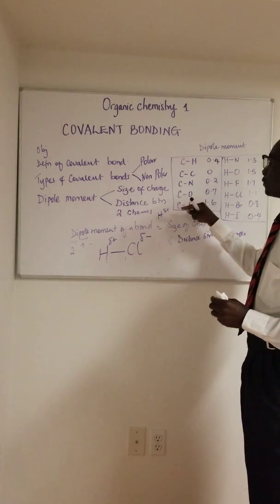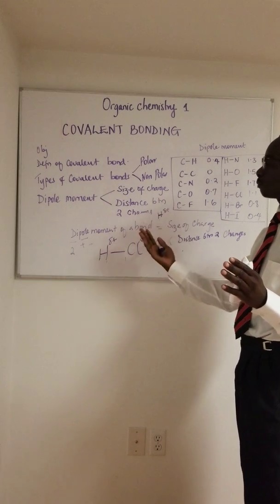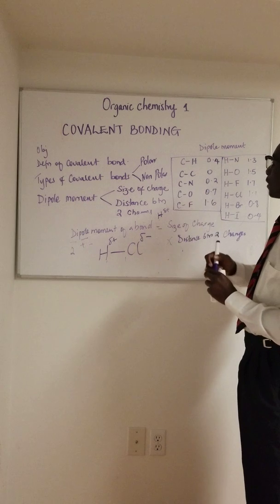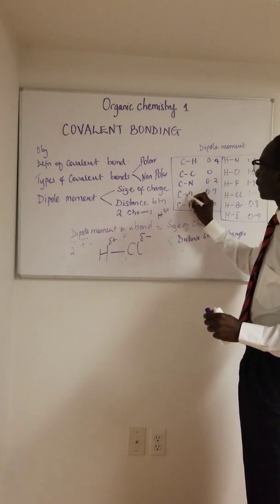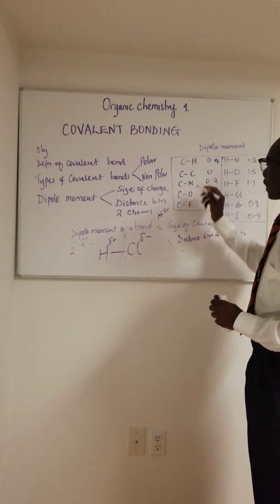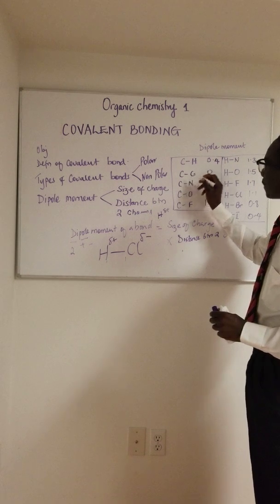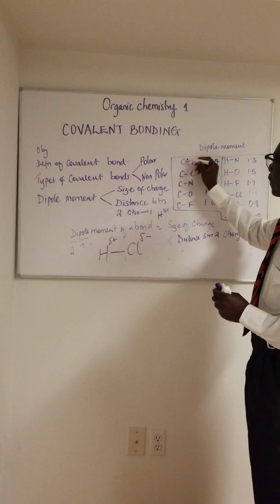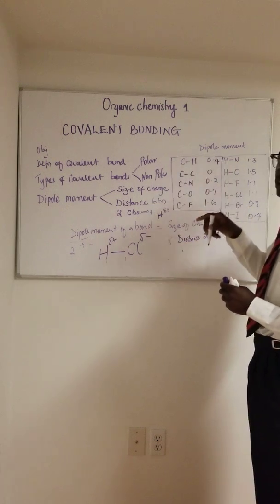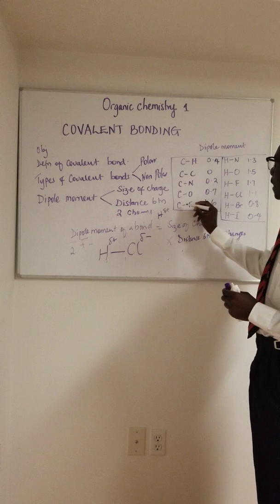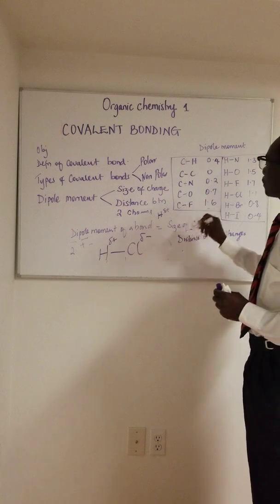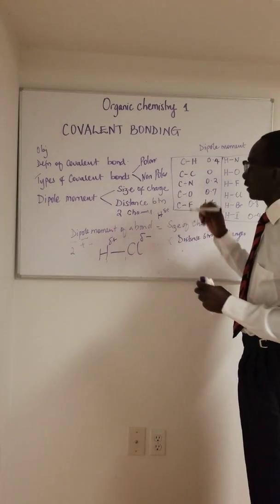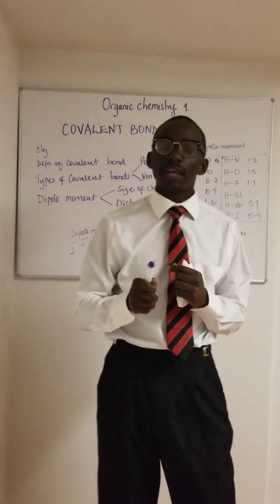Then carbon with oxygen, from group 4 to group 6, there's a bigger gap. It means that you will find the electrons more towards the oxygen than the carbon. Whereas here, they share it equally, so the dipole is 0. Here you find the electrons towards carbon rather than hydrogen because carbon is more electronegative. Then lastly, for carbon and fluorine, the dipole moment is very high. Fluorine is the most electronegative element.